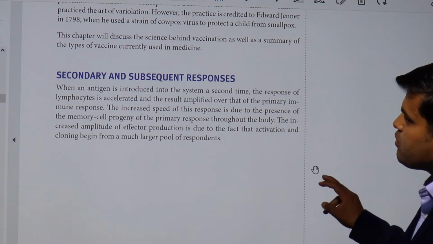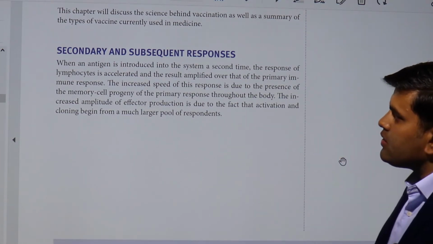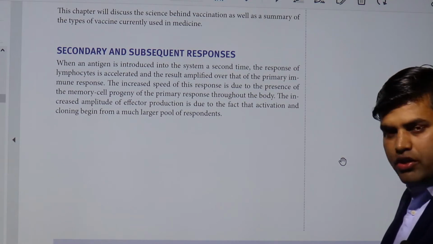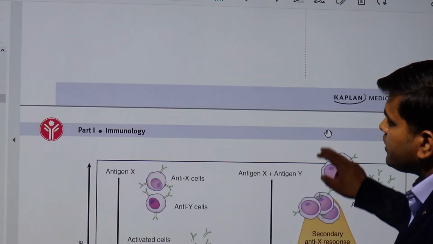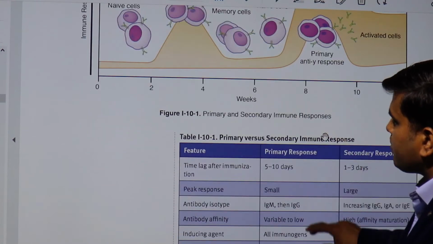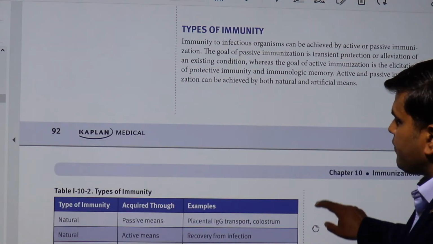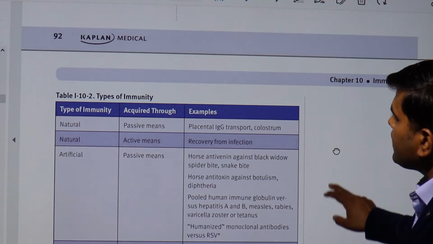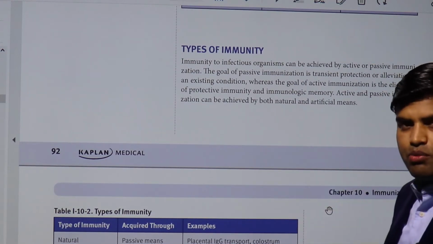So, secondary and subsequent response. To understand this secondary and subsequent response, we'll talk about it, okay? But let's see what vaccinations can be given to the patient. Before understanding vaccination, you need to understand the types of immunity.